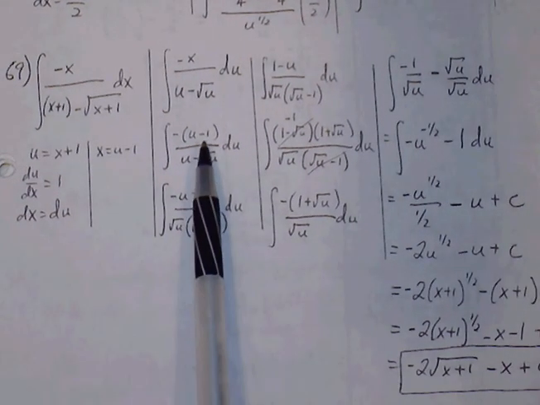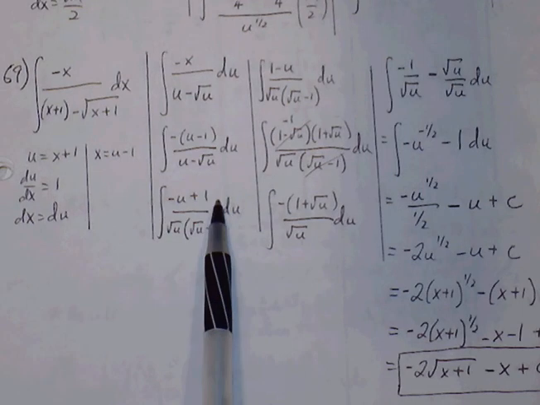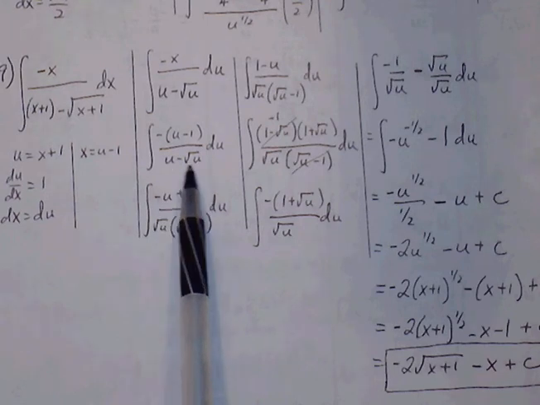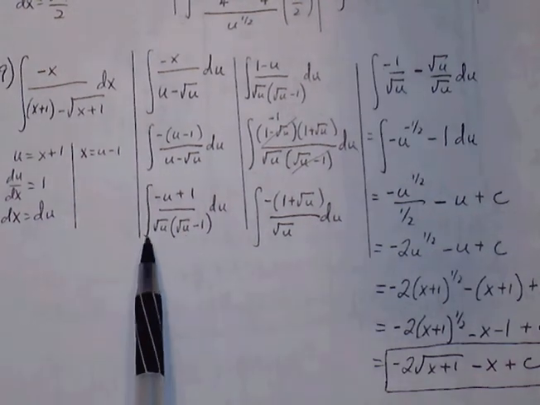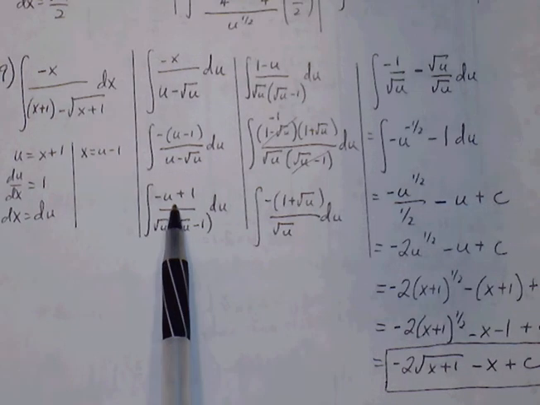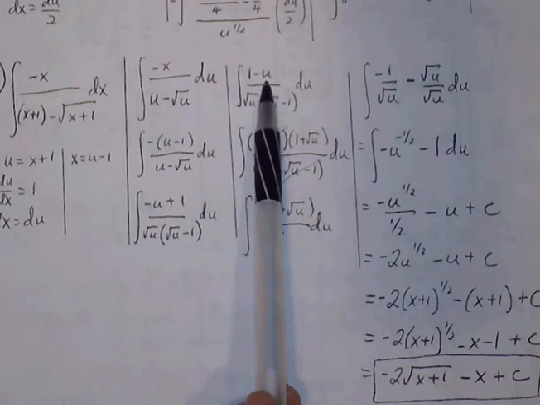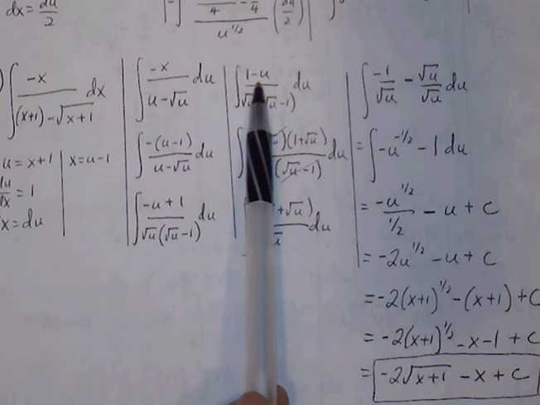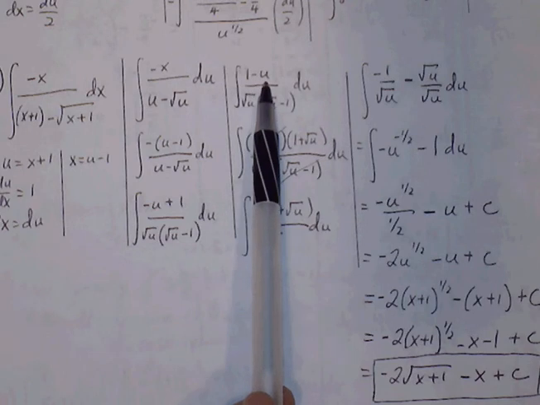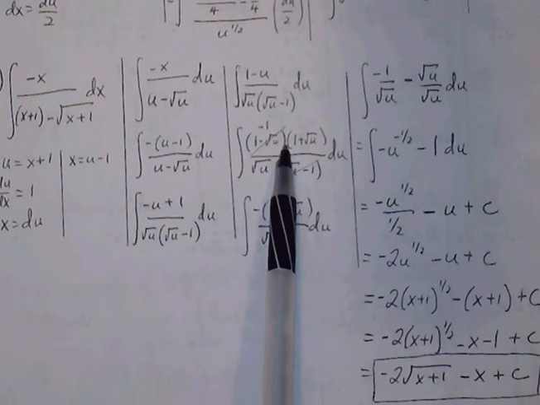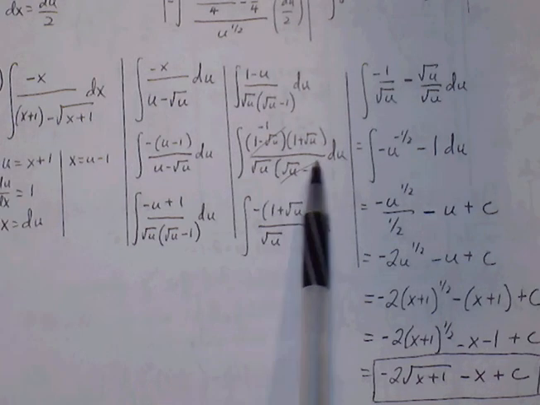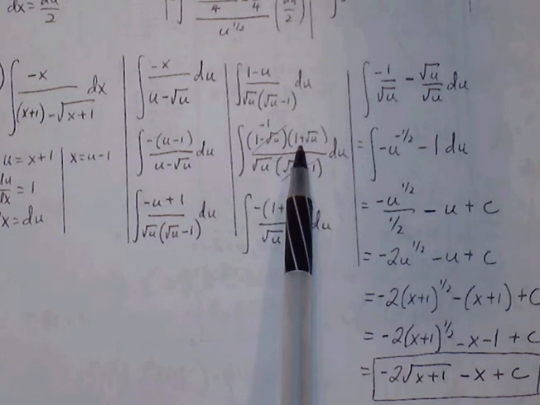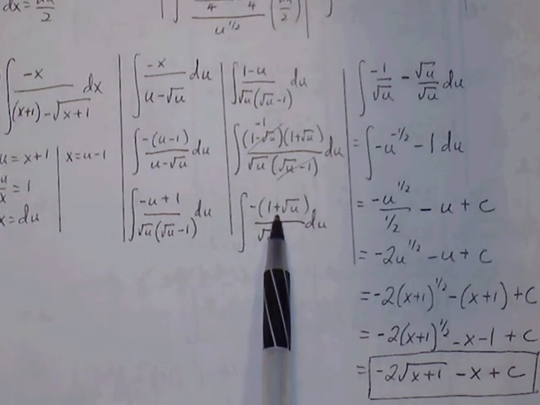Now we have to look for creative ways to cancel out and simplify. So I can factor square root of u out, making it square root of u minus 1. And then the numerator I can rewrite as 1 minus u. And I can find a way to cancel this out by rewriting it as a difference of squares. So 1 minus u can be represented as 1 minus square root of u times 1 plus square root of u, which will allow me to cancel out one of the parentheses. So now all I have is a negative parentheses 1 plus square root of u over square root of u.